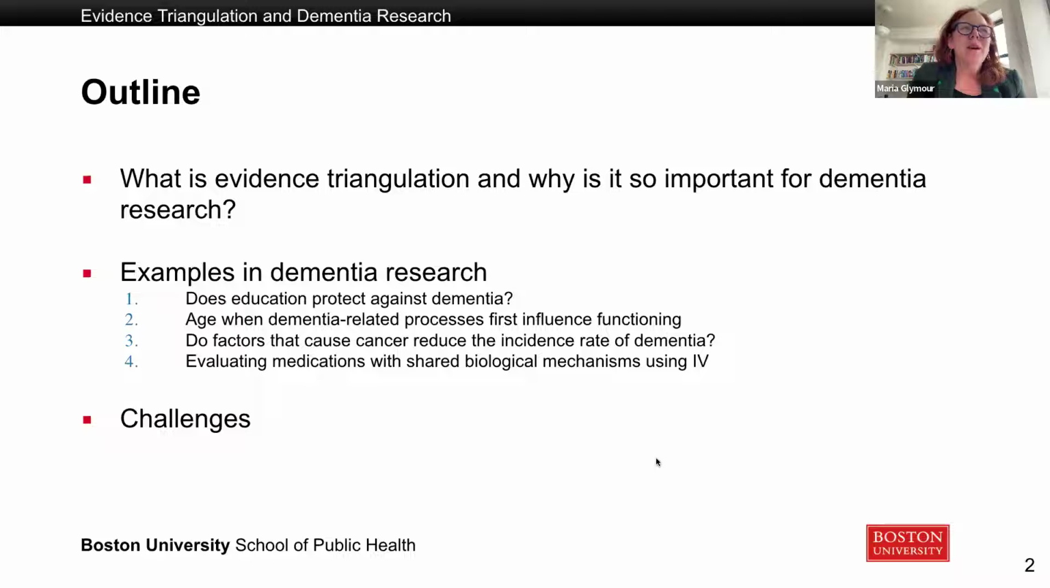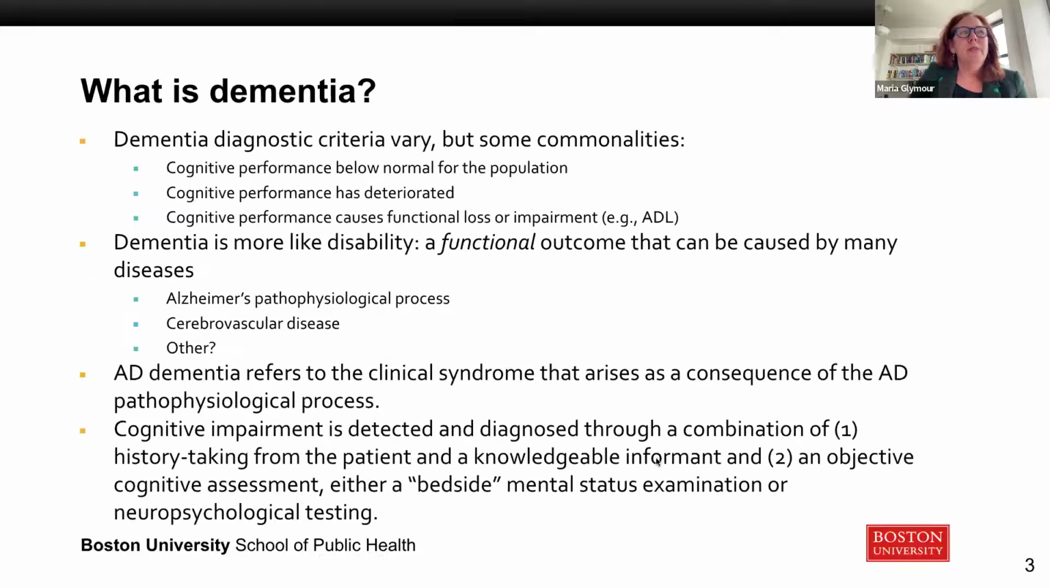Then I'm going to talk about a couple of examples from my own team's work that fall broadly within evidence triangulation. One is classic evidence triangulation, and the others are maybe a little less traditional, but I think you'll see the idea is using complementary sources of evidence to better understand a causal structure. And then very briefly, I'll touch on what I see as challenges.